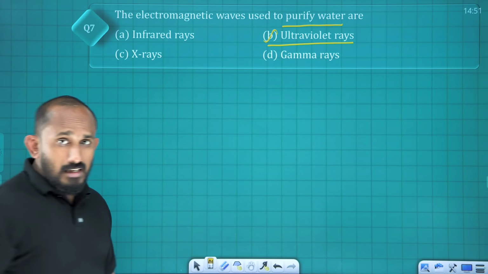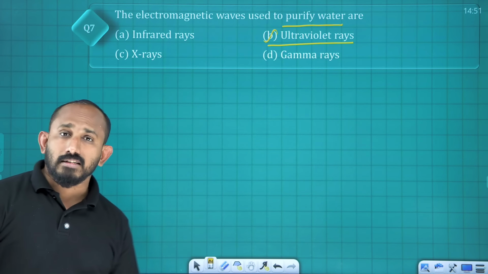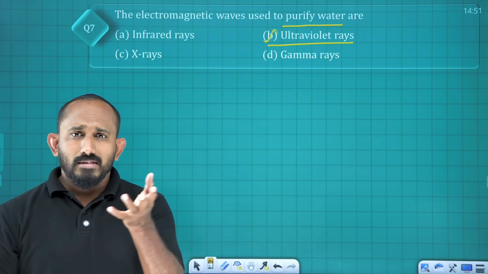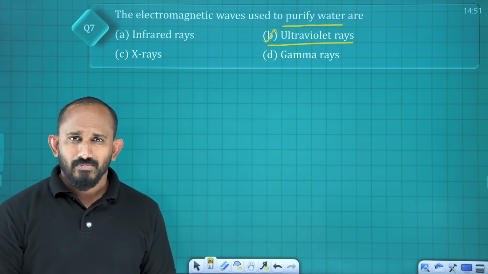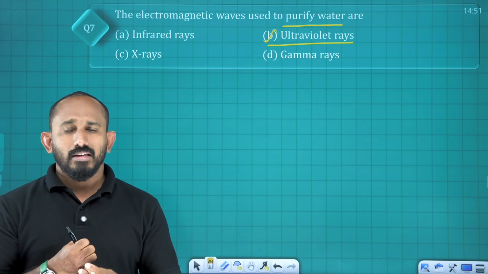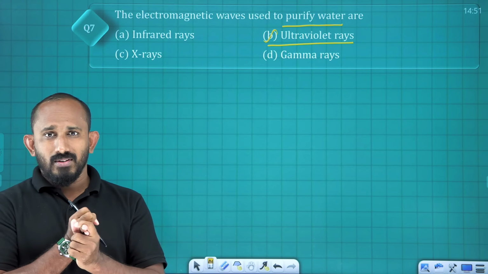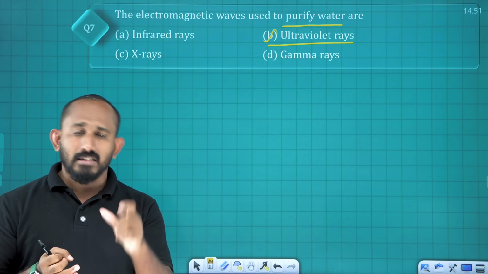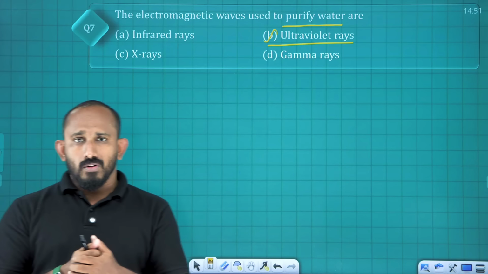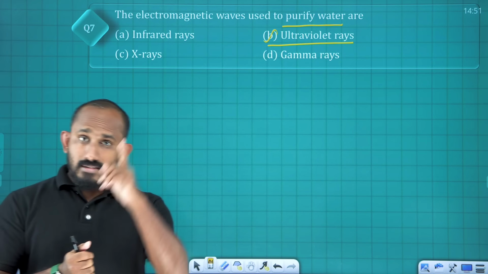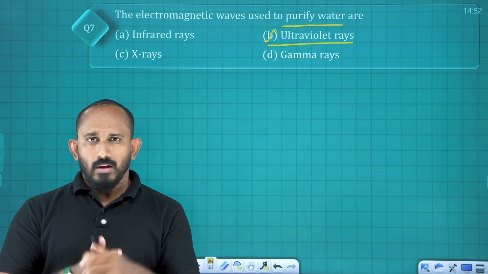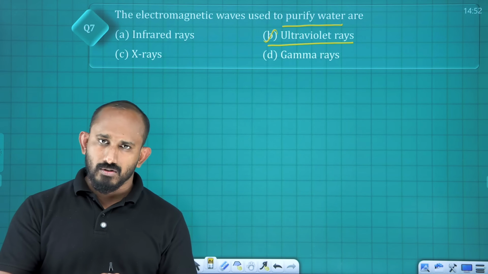In these options, there are infrared rays also given. What are the uses of infrared rays? They are called heat waves, and can be used in remote controls. IR radiation is also used for cooking in barbecue grills. Then CCTV cameras and night vision photography also use IR rays. So these are the different uses of IR rays.